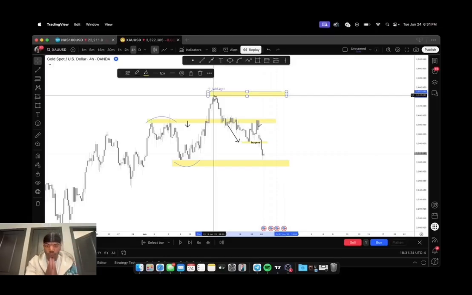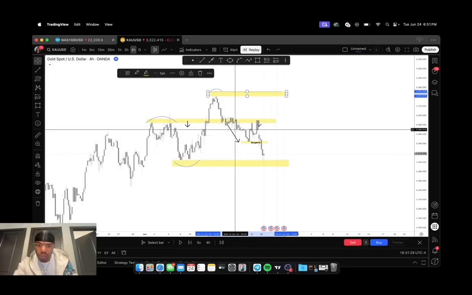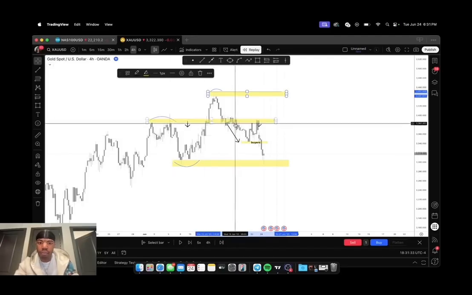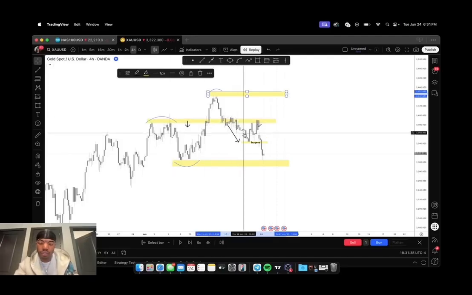So with this being said, price under this level sold. Why? Because there are sellers at this area of price. Under this area of price, price has more potential to sell than it does to buy.